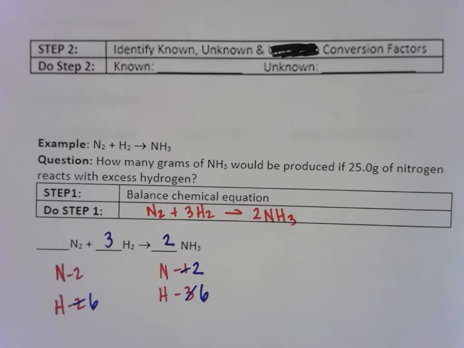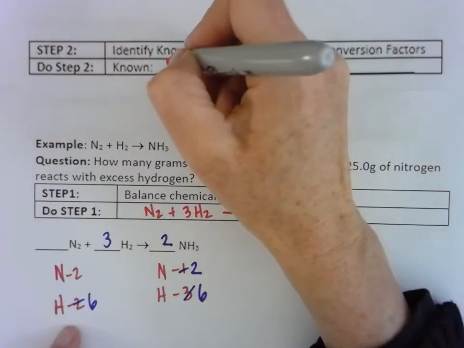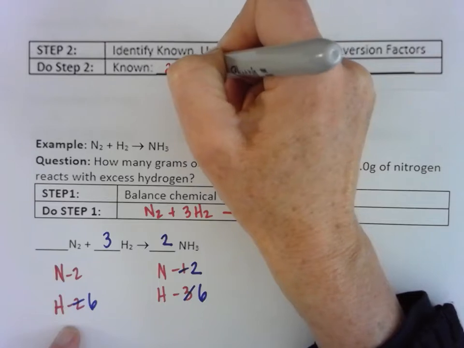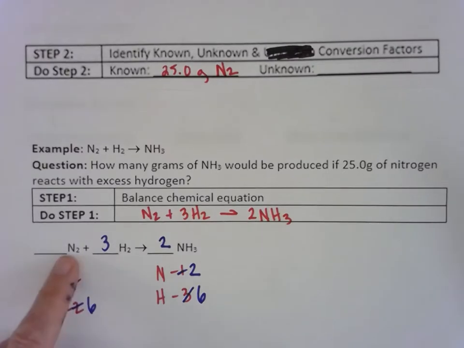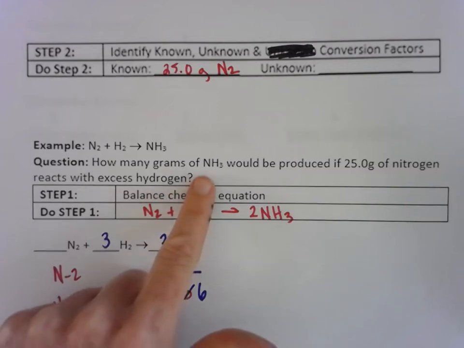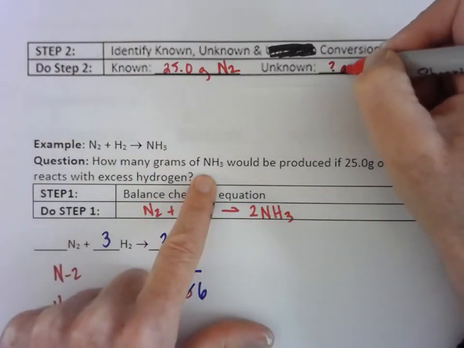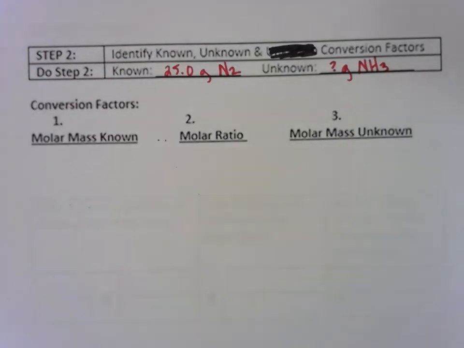All right, the known. It says how many grams of NH3 would be produced if 25 grams of nitrogen reacts with excess hydrogen. So there's 25.0, don't forget that, grams of N2. Because it's N2, it's diatomic. Don't forget, slow down sometimes. The unknown, what do they want? How many grams of ammonia, or NH3, question mark, grams NH3. I'm going to take this one away. We don't need it anymore. Well, yeah, we'll need it for the molar ratio.